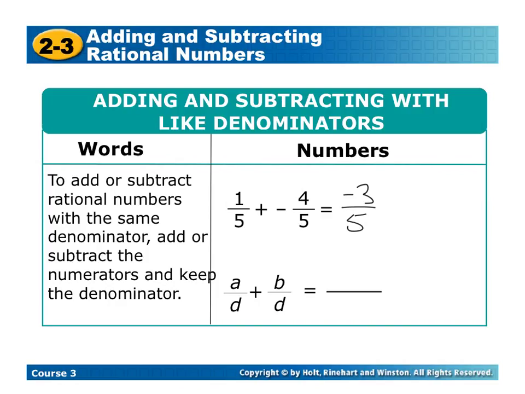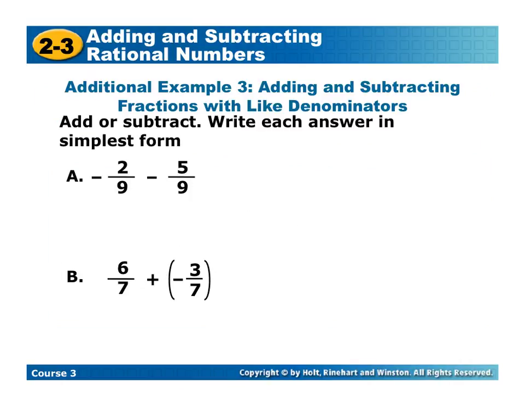So now we're going to do the same thing here. We're going to keep D, and then on the top it's just going to be A plus B. We're going to add or subtract and write each answer in simplest form. So here we have -2/9 minus 5/9. So 9 is going to remain our denominator. If you want to change this into plus and negative, just like we did with integers, -2 plus -5 gives us -7. So we have -7/9.